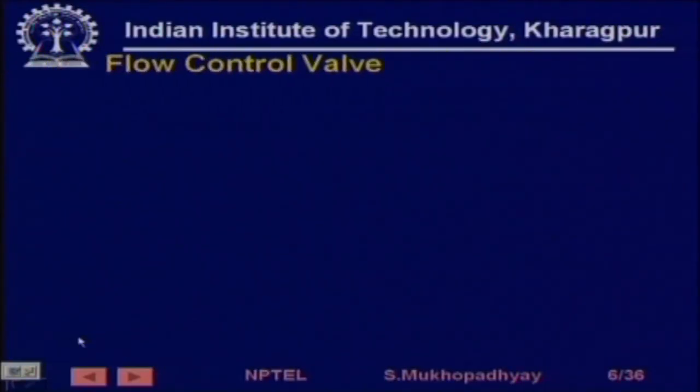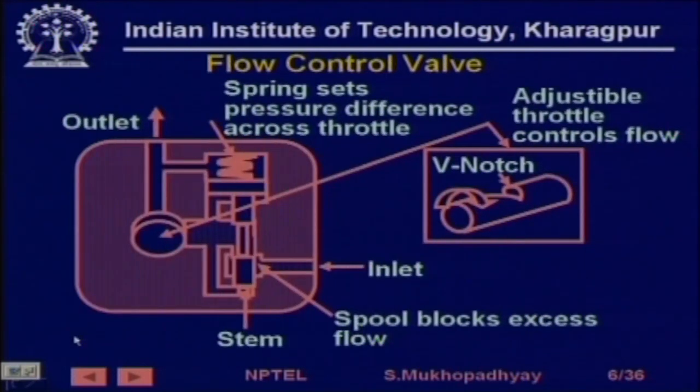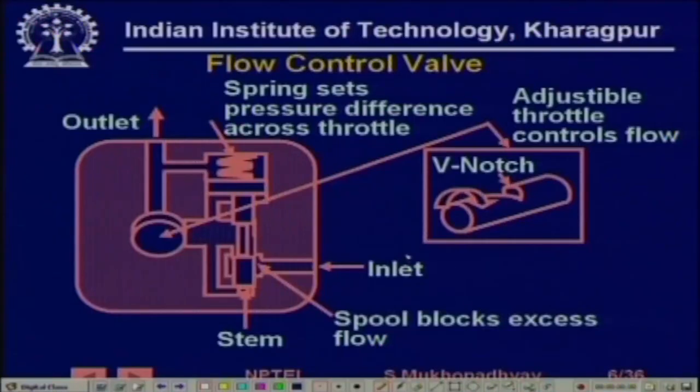Going over to the next one, flow control valves. These are valves which are made such that irrespective of the pressure variation at the inlet, the flow through the outlet is going to be constant. And this can be adjusted. There can be different settings of flow and one can adjust that setting.